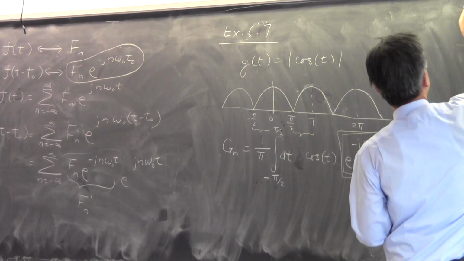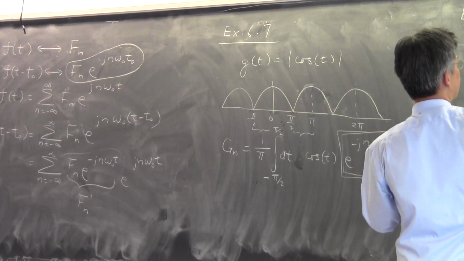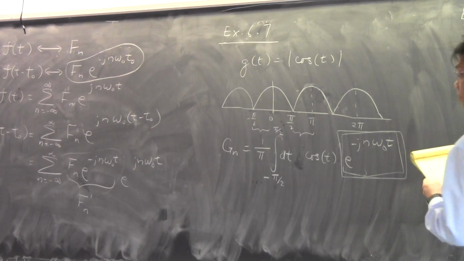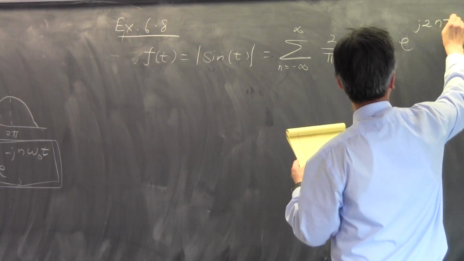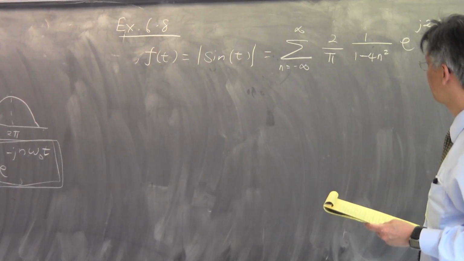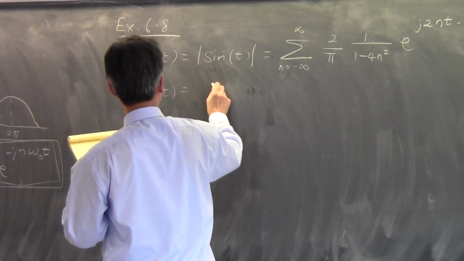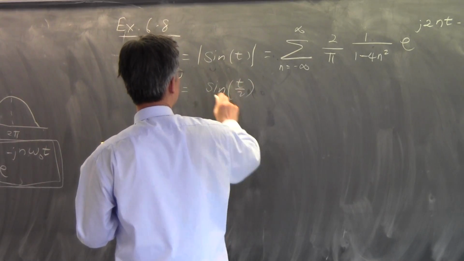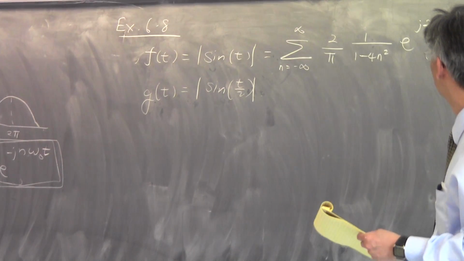Example 6.8. Suppose I give you the fact that you already know how to find the Fourier series expansion of this function, and we found it successfully. We found it to be this one, 1 minus 4n squared, e to the j 2nt. Then you're asked to find the Fourier series expansion of a new function, which is given by sine of t over 2, magnitude squared.